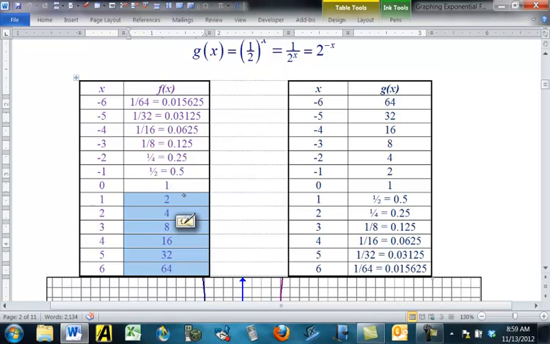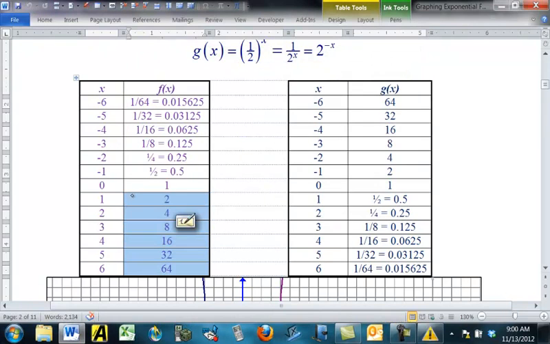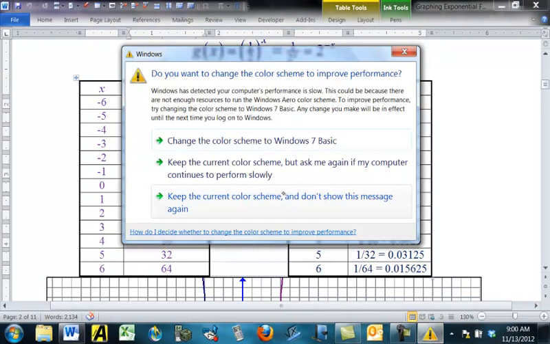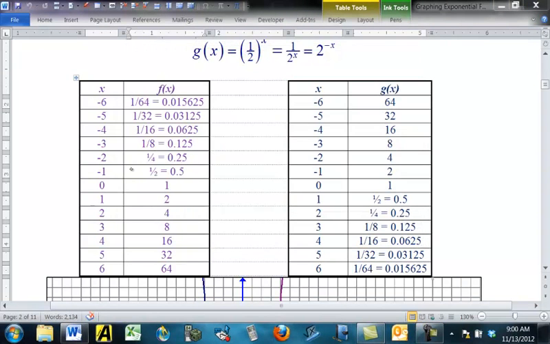This pattern continues when we go the other direction. So if we're going down 1, we're dividing by 2. 2 to the 0 power is 1. 2 to the negative 1 is 1/2. 2 to the negative 2 is 1 over 2 squared, which is 1/4, or 0.25. 2 to the negative 3 power is 1 over 2 cubed, 1/8, which is 0.125. And then 2 to the negative 4 is 1 over 2 to the 4th, which is 1/16, and so on.